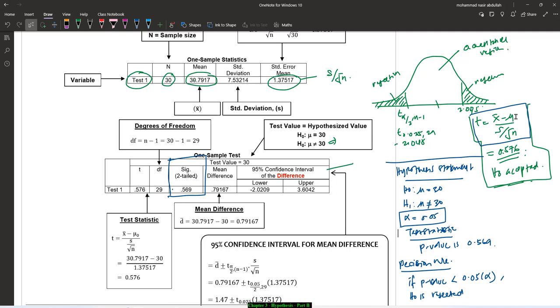Same conclusion as in the t distribution, as in the critical region and critical value concept. So I have already taught you two concepts. First, the critical region concept. Another one is the p-value concept. So any questions so far?